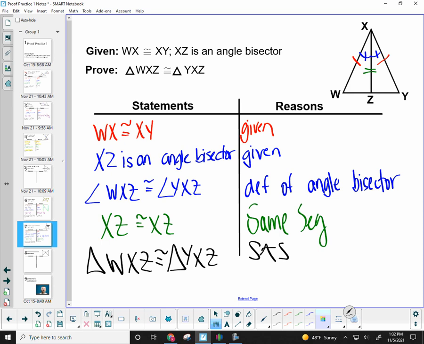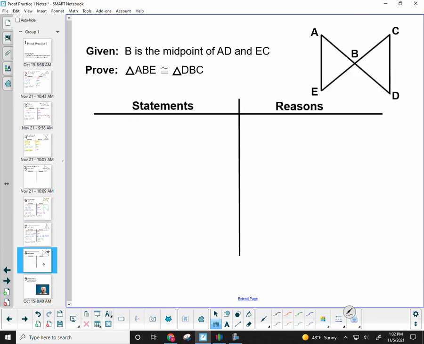All right, next one. This should be on the bottom right. Okay, so this time, let's go ahead and take care of our givens. We have B is the midpoint of AD and EC. We don't even have a single congruency statement to start with, right? We're going to have to draw conclusions to make all of them.